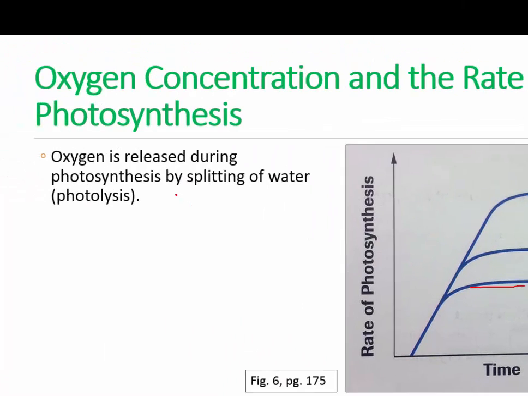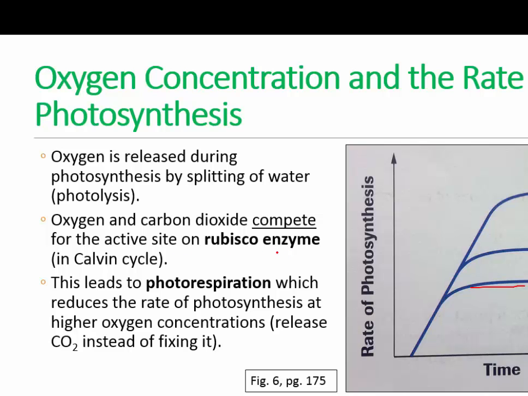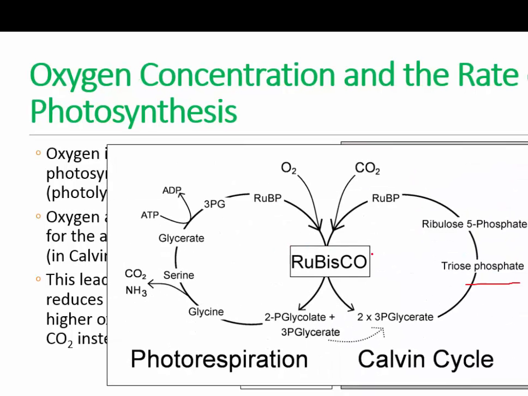Remember that oxygen is released during photosynthesis by photolysis, the splitting of water. So oxygen is being produced in photosynthesis. Now, the issue is that oxygen and carbon dioxide both compete for the active site on the Rubisco enzyme. This is the enzyme in the Calvin cycle. Let me see if I've got the picture here, all right?